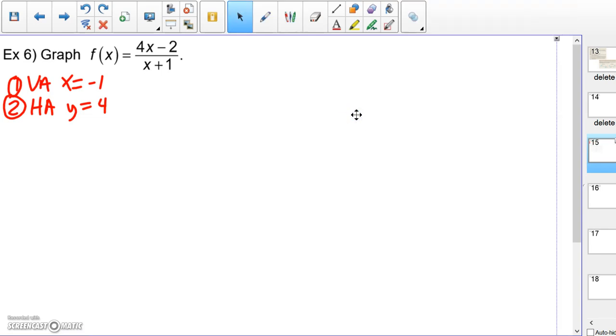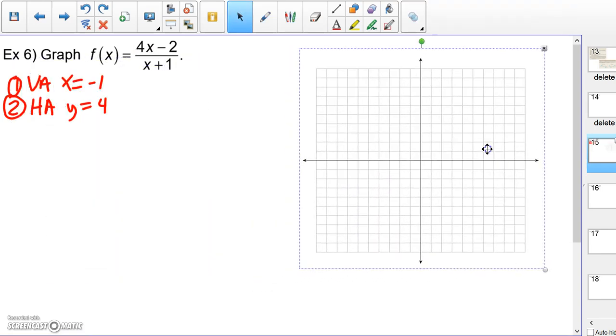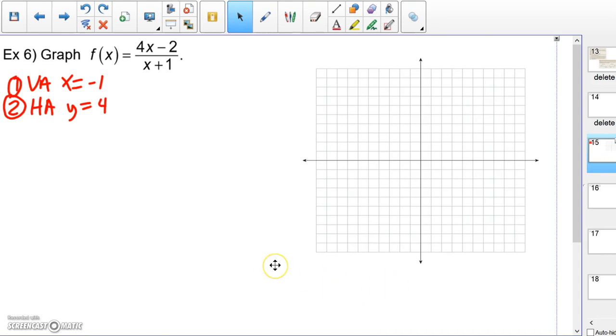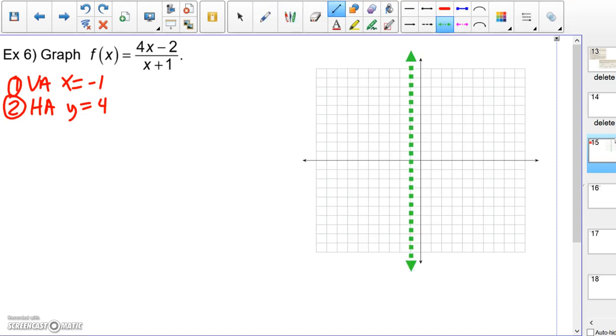So I'm going to cheat a little bit and have a grid. You guys are going to have to draw that by hand. But we can go ahead and draw in our asymptotes. We've got a vertical asymptote at -1 and a horizontal asymptote at +4.